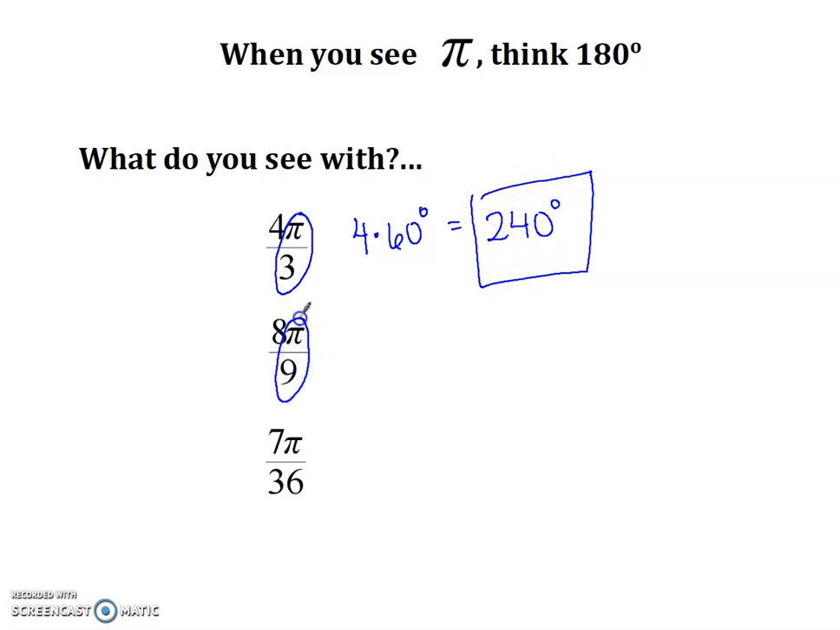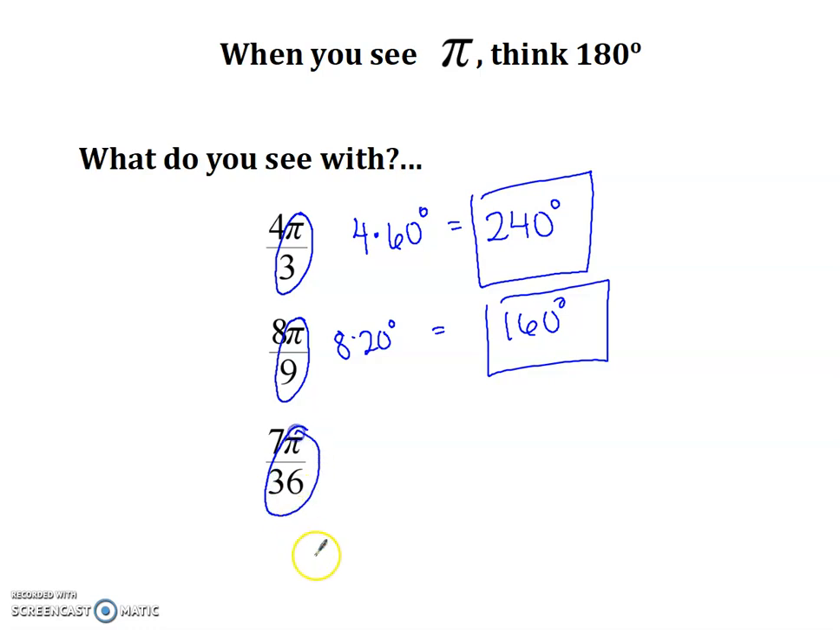So here, pi over 9, I'm thinking 180 over 9, which is 20. So this is 8 20-degree angles, which would be 160 degrees. So this means 8 pi over 9 radians is equal to 160 degrees. Okay. Now, one like this.